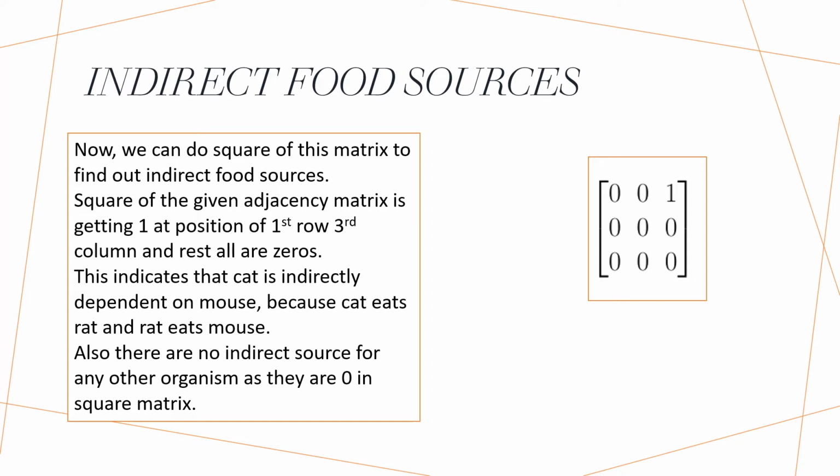Now if we see the square matrix, in the first row, third column we have a 1, which represents that the cat has the indirect food resource of the mouse.